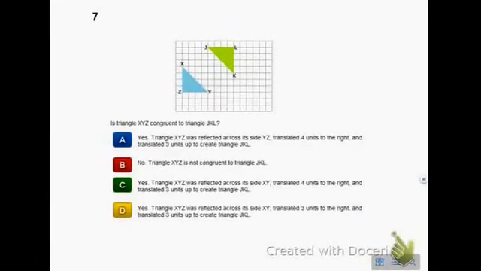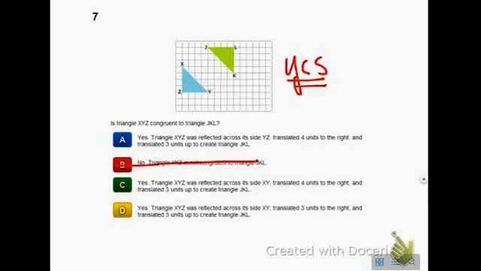Number 7. Is triangle XYZ congruent to triangle JKL? Well, if I look at the triangles, they look like they're the same size and shape, so I would say, yes, they are congruent. So that marks out answer choice B. Now, let's look and see which one it is.